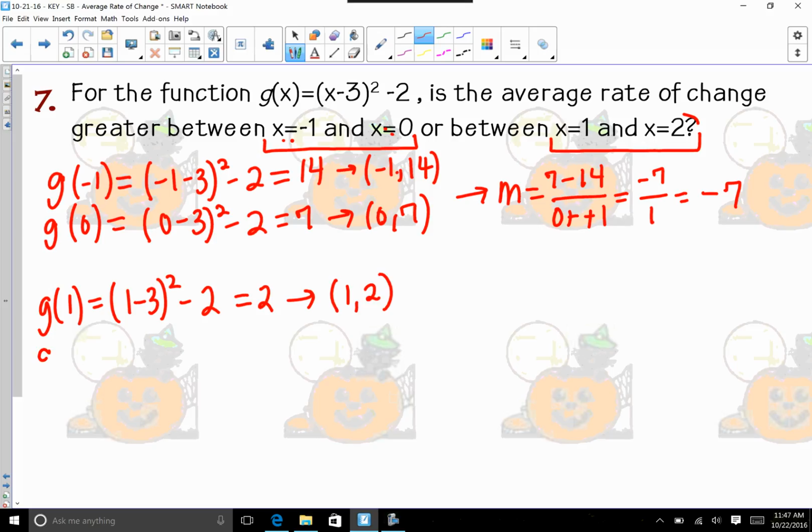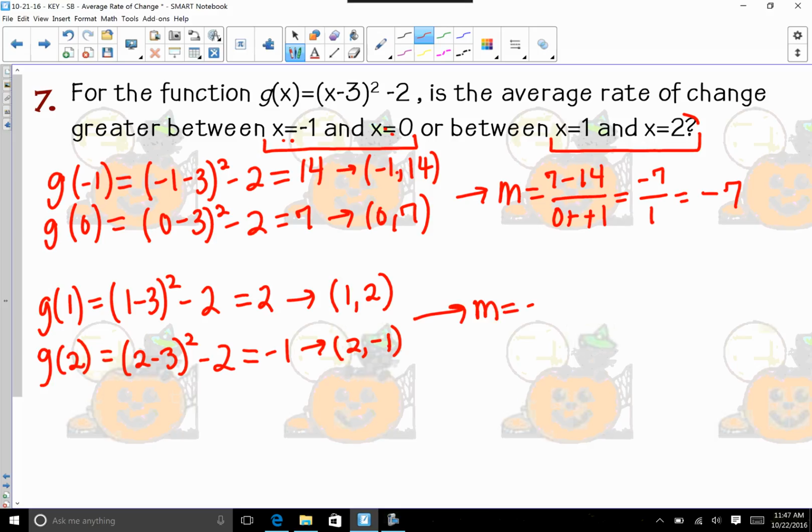Then I'm going to plug in a 2. So g of 2 is 2 minus 3 squared minus 2. 2 minus 3 is -1, -1 squared is 1, and 1 minus 2 is -1. So I get the ordered pair (2, -1). Then I find the average rate of change here: y2 minus y1, -1 minus 2 over 2 minus 1, -3 over 1, which is -3.